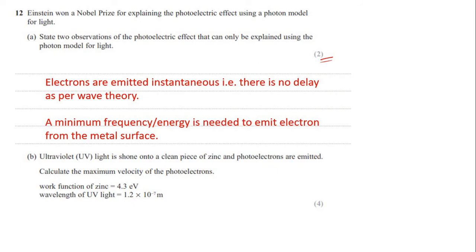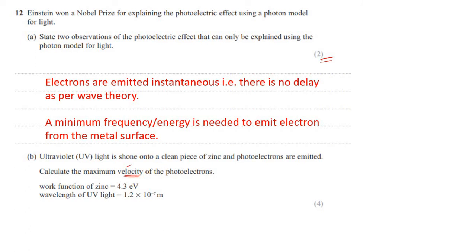Part B. Ultraviolet light is shown on to a clean piece of zinc and photoelectrons are emitted. Calculate the maximum velocity of photoelectrons. The work function of zinc is 4.3 electron volt. Wavelength is 1.2 times 10 to the power minus 7 meter. You need to find the maximum velocity.